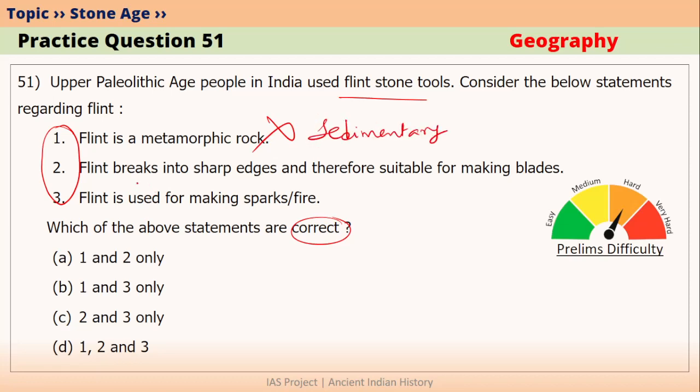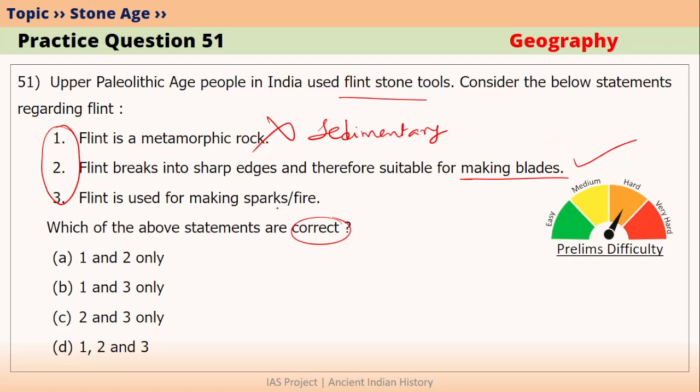Second statement is, flint breaks into sharp edges and therefore suitable for making blades. This is absolutely correct because as flint is a sedimentary rock, it is made up of layers. So when we break the flint stone, it breaks with a sharp edge. Sharp edges means they can be made sharper and therefore they are very suitable for making blades and burins. So second statement is correct.